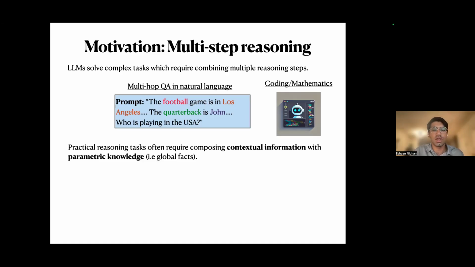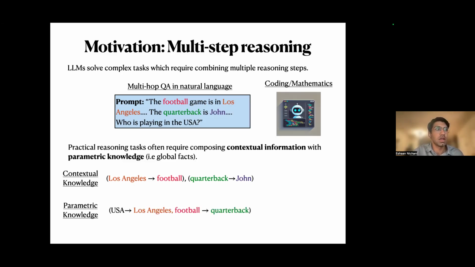So in this natural language example, the contextual knowledge is the associations football maps to, or Los Angeles maps to football, and quarterback maps to John. However, in order to complete this task, the model needs to be aware of the parametric knowledge that Los Angeles is a city in the US and that quarterback is a position in football. In coding or in mathematics, the contextual knowledge might be definitions or variable assignments that are provided in the prompt by the user. Whereas the parametric knowledge would be the information such as which theorem to use or which function to call.